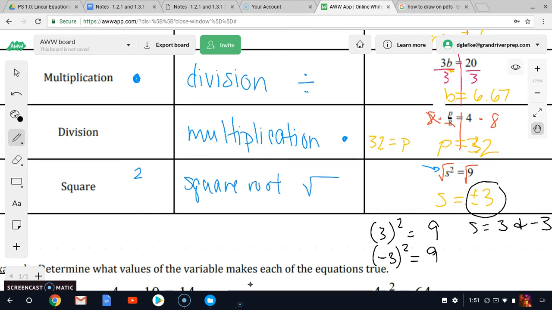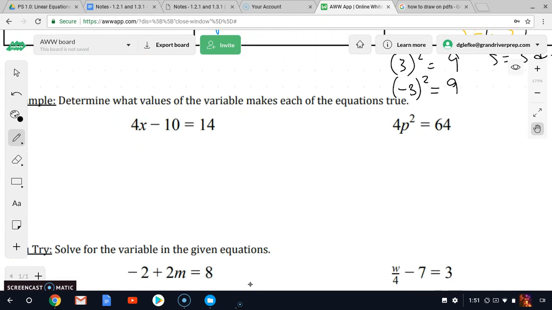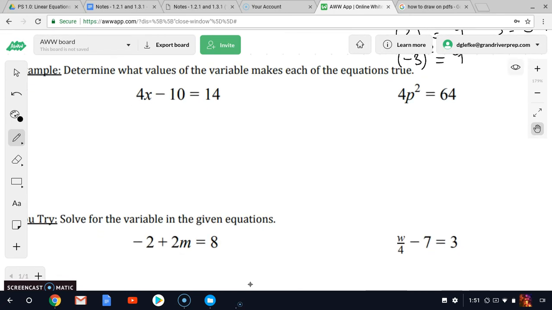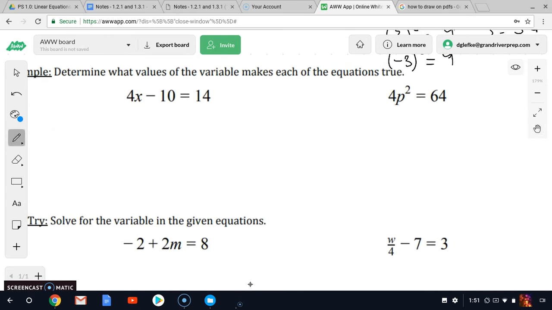So now we're going to do some examples. We have a couple examples here. We want to determine what values of the variable make each of the equations true. So we're just solving for the equation. We're solving for the variable. In this first one over here, our variable is x, and I'm just going to circle it so I remember where it's at.